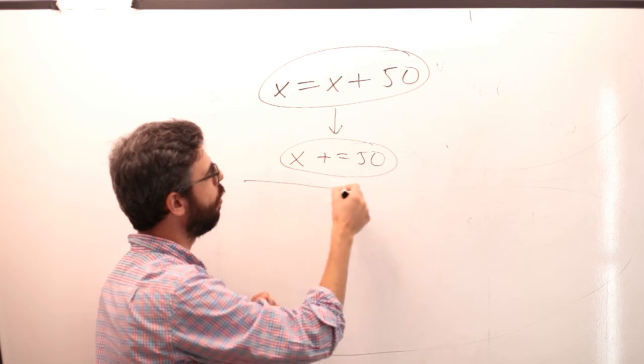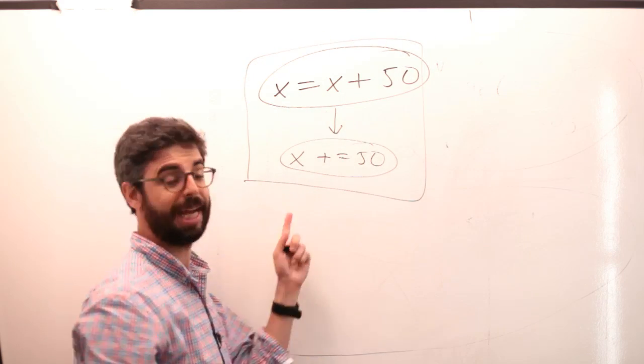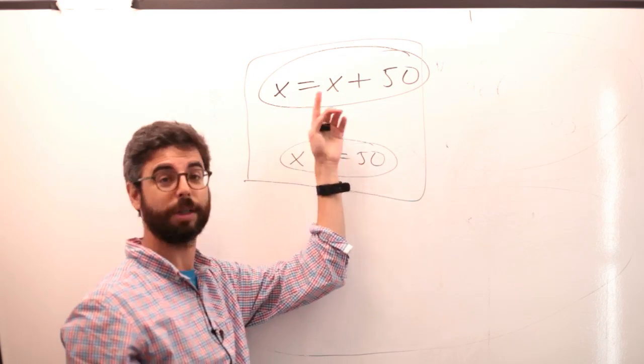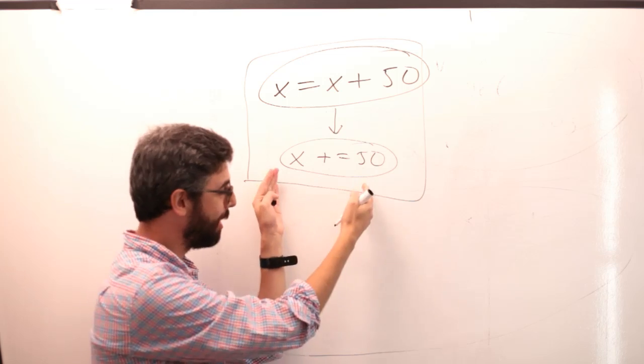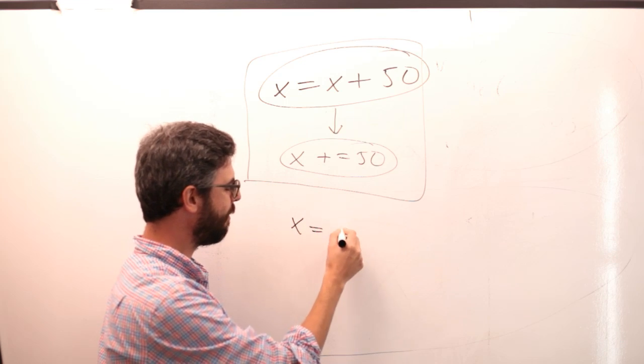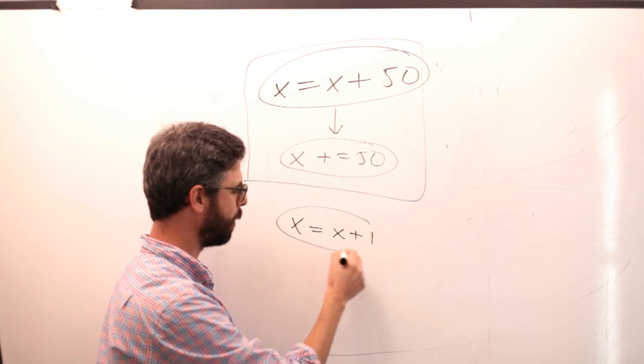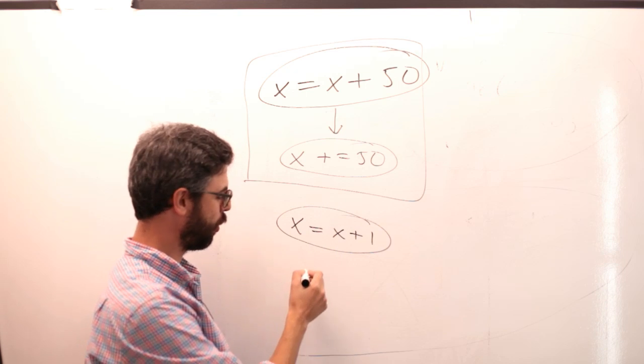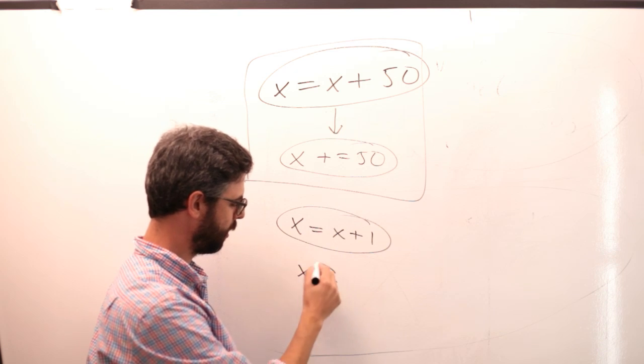Okay, so that's one thing to notice. You might see this in examples that you look at. This is certainly more explicit and more long-winded, but this is just as accurate as the exact same operation. The other thing you might see is when you have the number 1, x equals x plus 1, this is written shorthand as x plus plus.